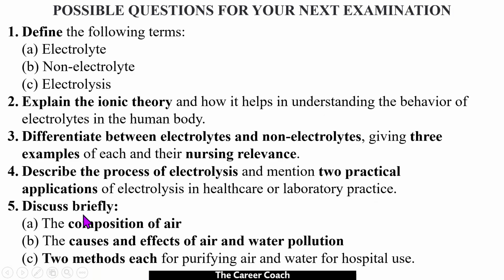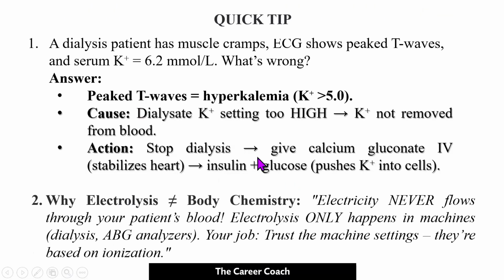Number 5, discuss briefly the composition of air, the causes and effects of air and water pollution. List 2 methods each for purifying air and water for hospital use. Quick tips. Take note of this.